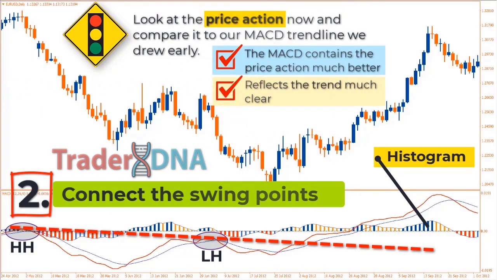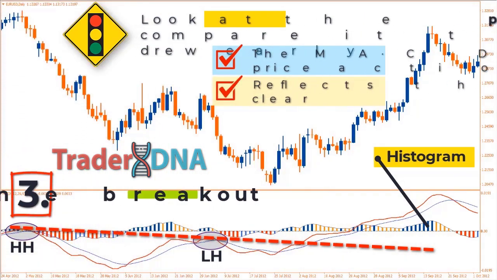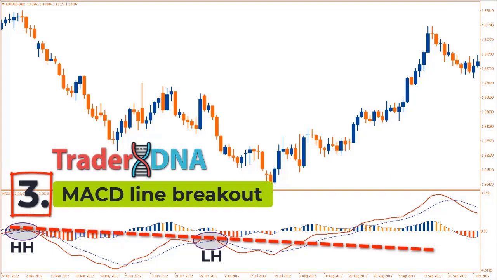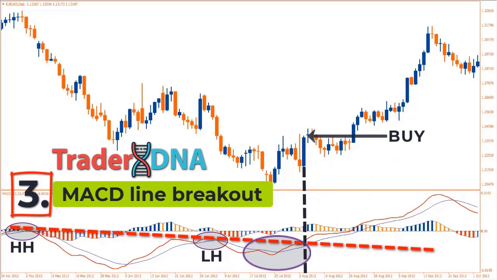But, at this point, we're still not done with the MACD indicator, which brings us to the critical part of our MACD trendline breakout strategy. Step number 3. Wait for the MACD line to break above the trend line. Entry at the market price as soon as the MACD line breaks above. When the MACD line or the orange line crosses the signal line or the blue line, it's an early signal that a bullish trend might start.